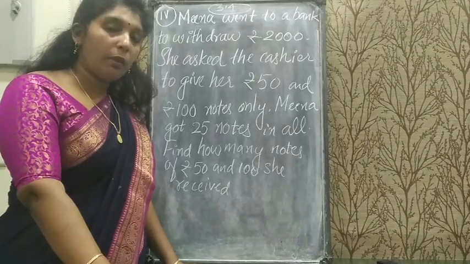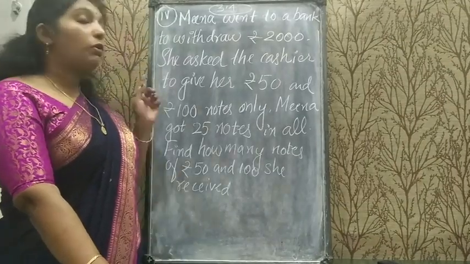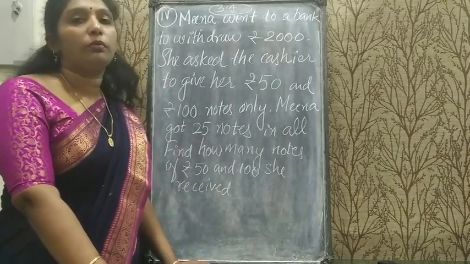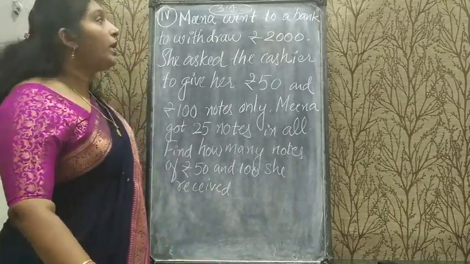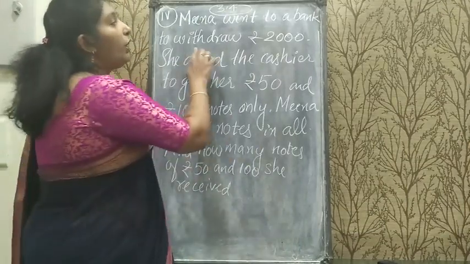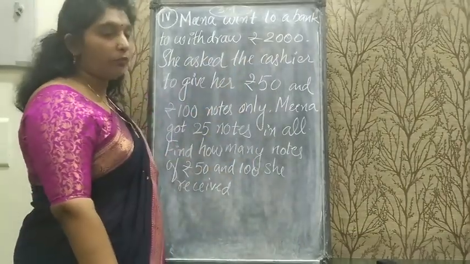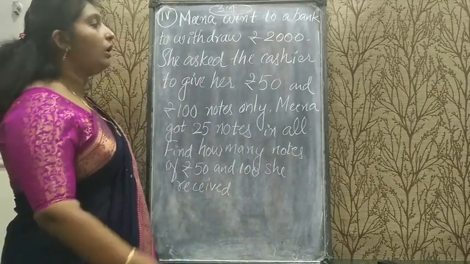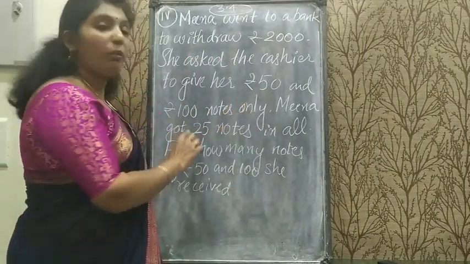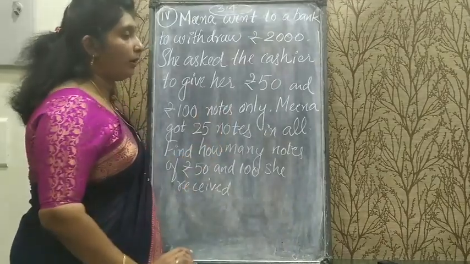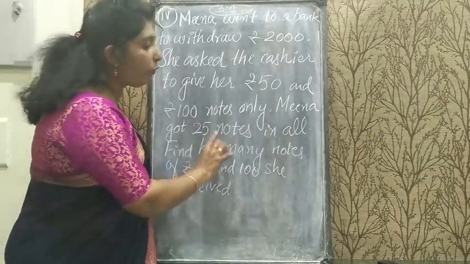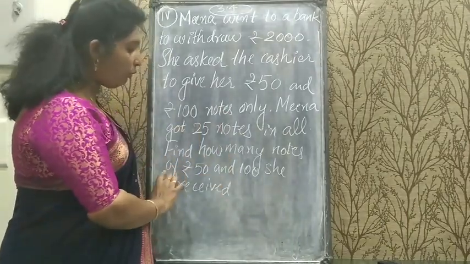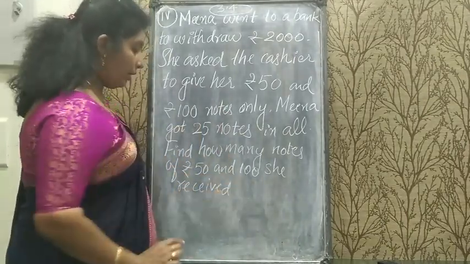Here I am going to explain sub question 4 of the main question 2, exercise 3.4. Meena went to a bank to withdraw rupees 2000. She asked the cashier to give her rupees 50 and rupees 100 notes only. Then Meena got 25 notes in all. Then find how many notes of rupees 50 and 100 she received.